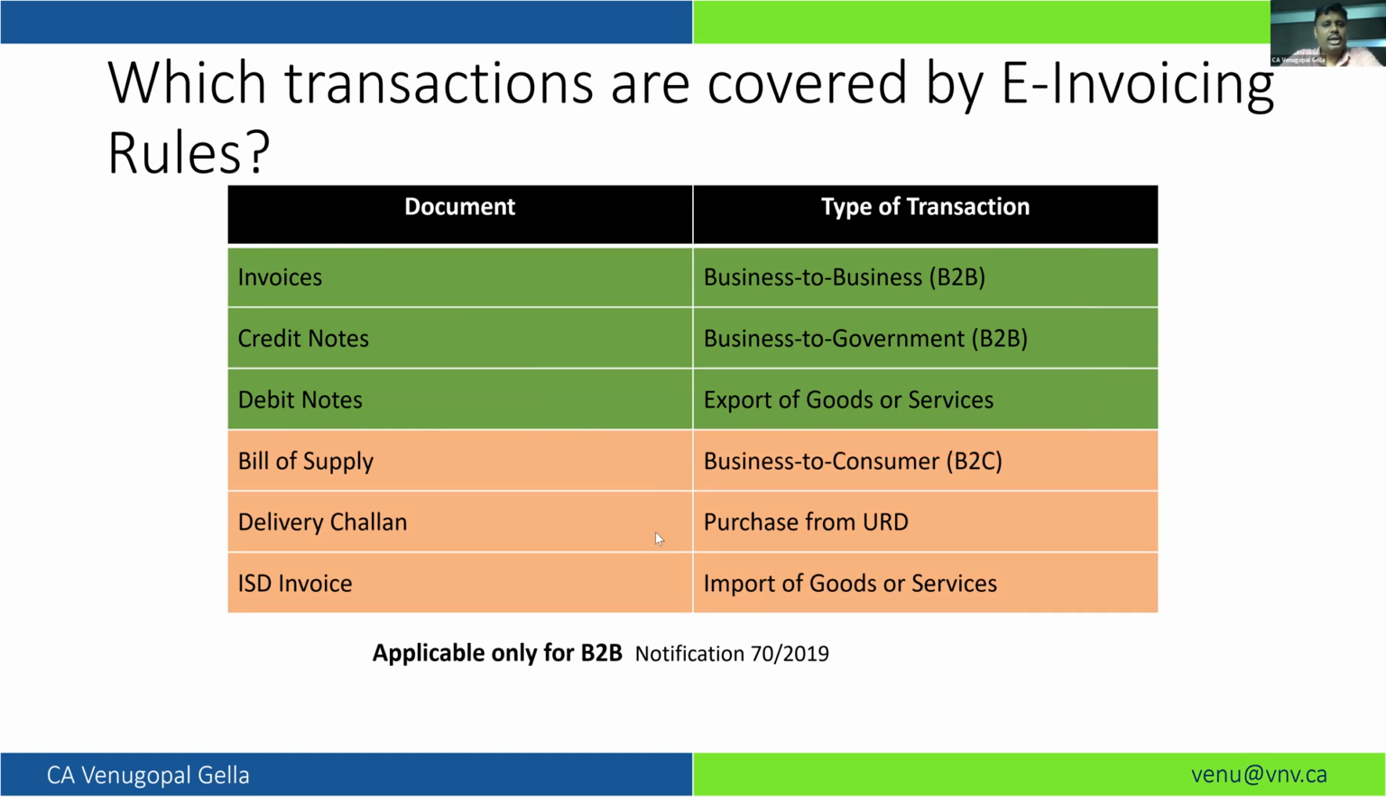Now, where do I do this e-invoice? It is a new portal, the NIC portal. They are called IRP, einvoice1.gst.gov.in. There are multiple IRPs coming in. So 5 more new IRPs have been given approval. They would be onboarded very soon.